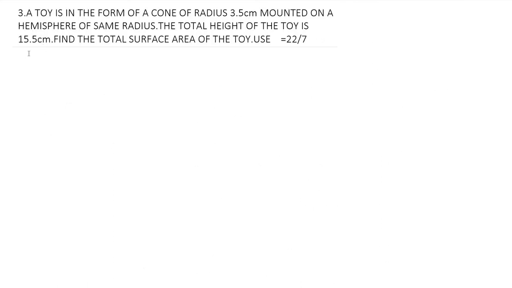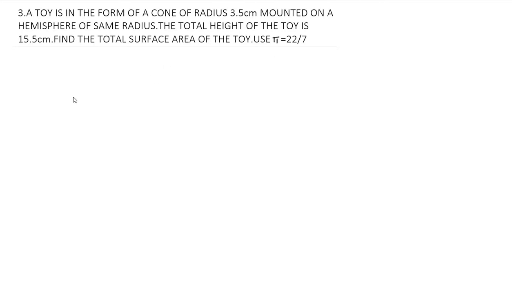See this third sum. A toy is in the form of a cone of radius 3.5 centimeter mounted on a hemisphere of same radius. The total height of the toy is 15.5 centimeter. Find the total surface area of the toy. Use pi is equal to 22 by 7.